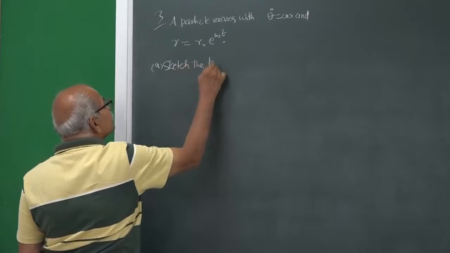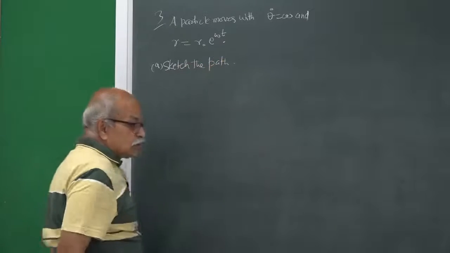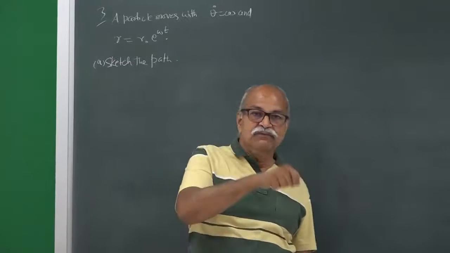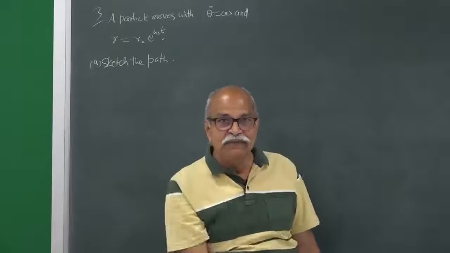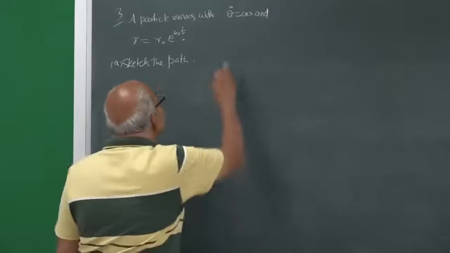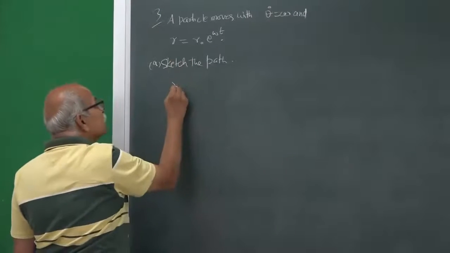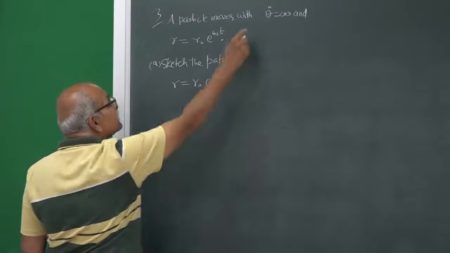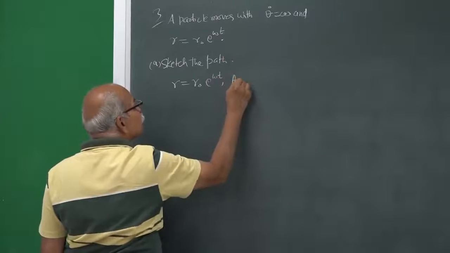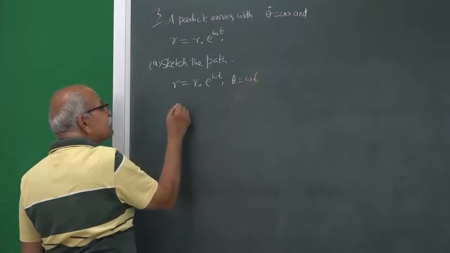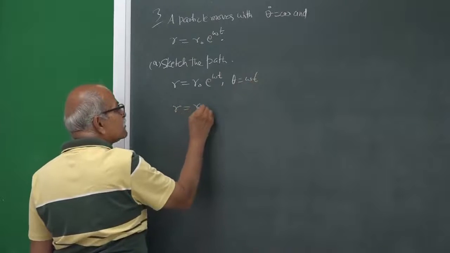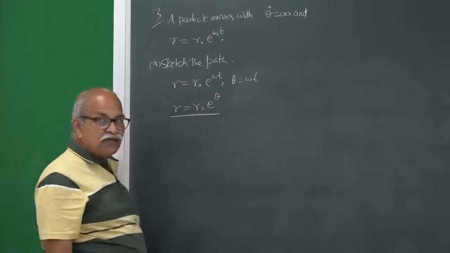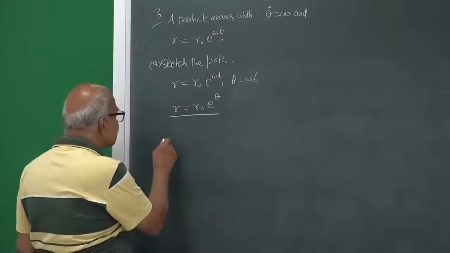Sketch the path. When you want to get the path, time is not important, we want a relation between the coordinates on which path it moves. Here r is given as r naught e power omega t, and theta from here will be omega t. So, I can eliminate t and write r as r naught e to the power theta. That is the equation of the path.